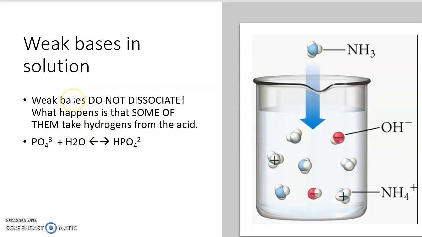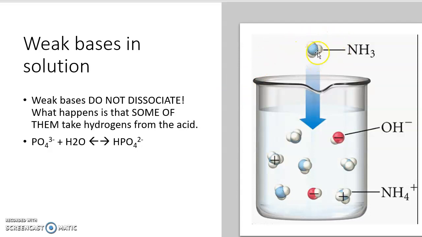The key difference with weak bases and all the other acids and bases is that weak bases do not dissociate. They don't break apart. Your strong acids dissociate. Your weak acids dissociate. Your strong bases dissociate. Your weak bases do not dissociate. What they do is they take hydrogens from the acid, okay? And some of them take hydrogens from the acid, which makes it weak.